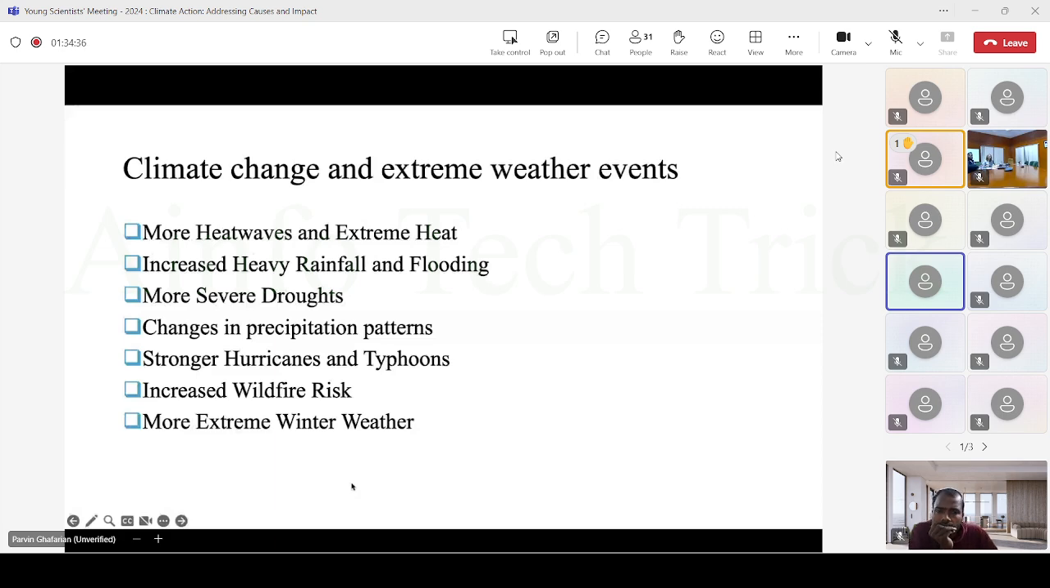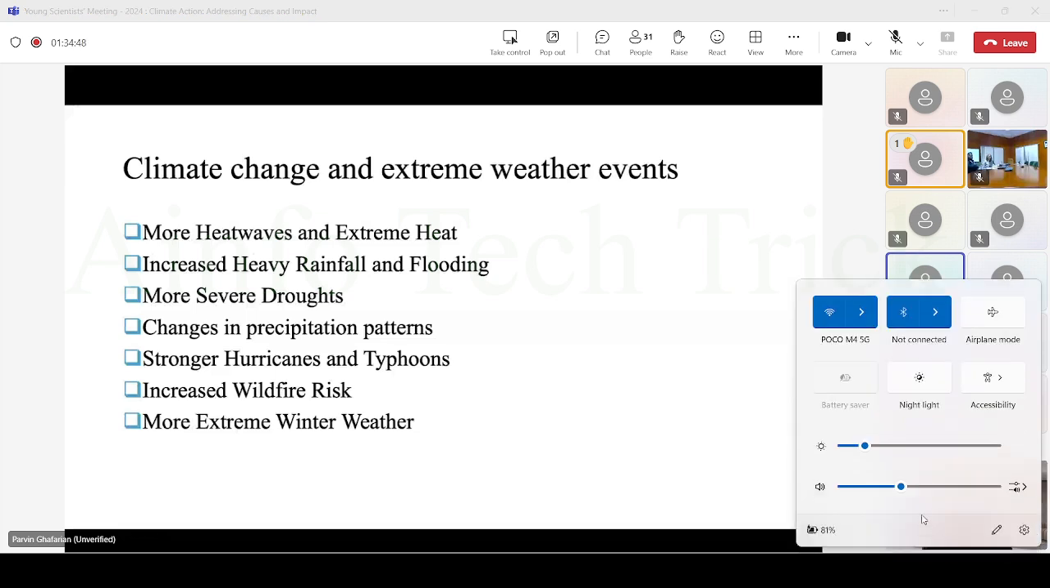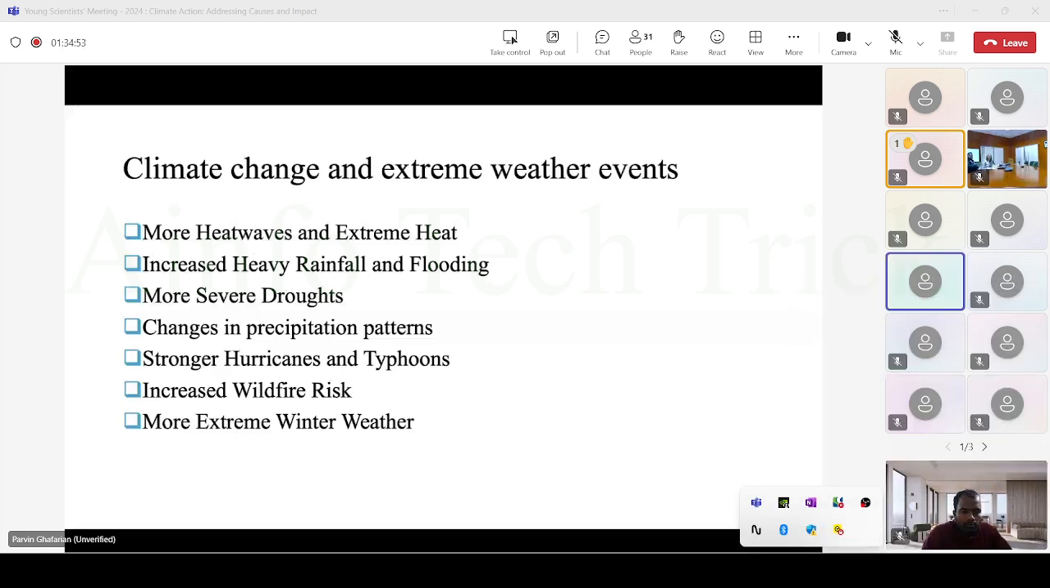Climate change is the main issue these days and is significantly impacting the frequency, intensity, and duration of extreme weather events around the world. And climate change and extreme weather events due to climate change, for example, more heat waves and extreme heat. A warmer atmosphere leads to more frequent and intense heat waves. This increases the risk of heat stroke, wildfire, and agricultural losses.